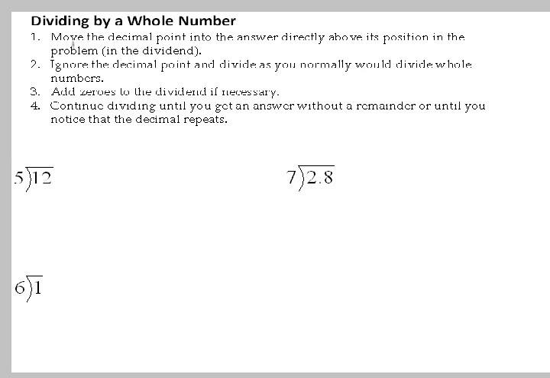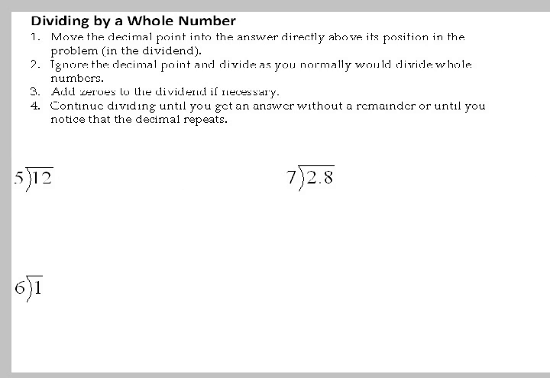The first step is to move the decimal point into the answer directly above its position in the problem. Then we ignore the decimal point and divide just like we normally would with whole numbers. We add zeros if necessary, and we keep dividing until we get an answer without a remainder or until we notice that we have a repeating decimal.